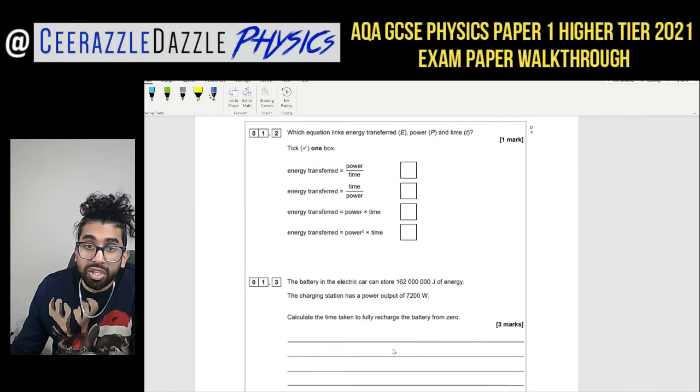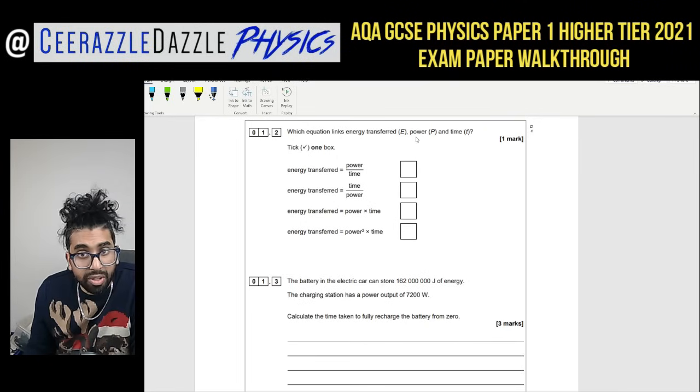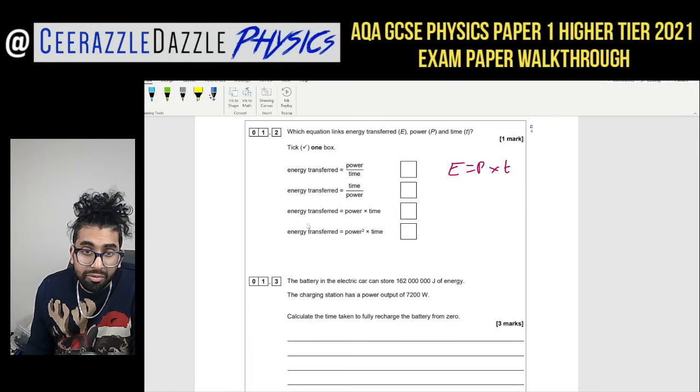Question 1.2. Which equation links energy transferred, power, and time? Hopefully we can remember that energy is equal to power times time. Easy stuff.